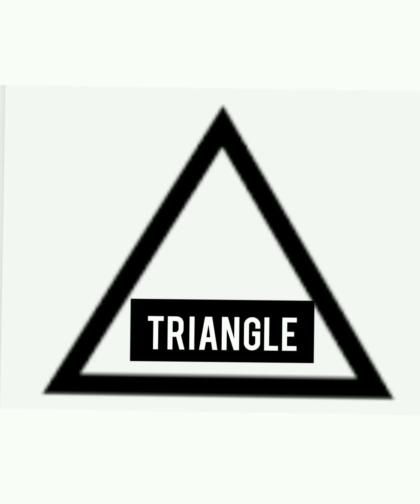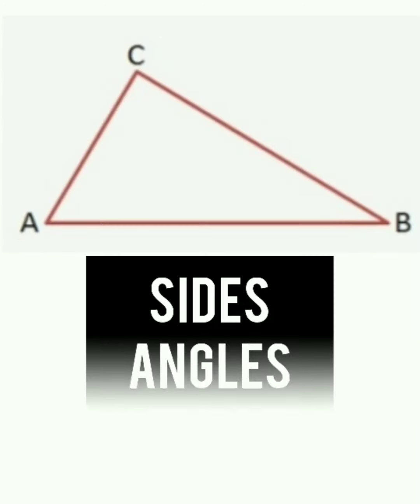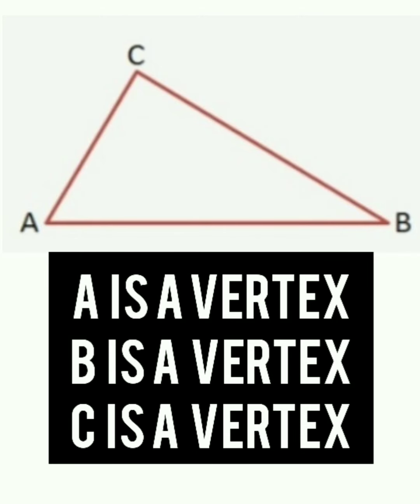So step number 1. What is a triangle? A triangle is a closed figure bounded by 3 line segments. And the basic elements of a triangle are sides, angles, and vertices. In a triangle ABC, you see AB, BC, and CA are 3 sides, and angle CAB, or we can say angle A, angle B, angle C are 3 angles, and corners A, B, C are 3 vertices, which is the plural of vertex. Here A is a vertex, B is a vertex, and C is a vertex.